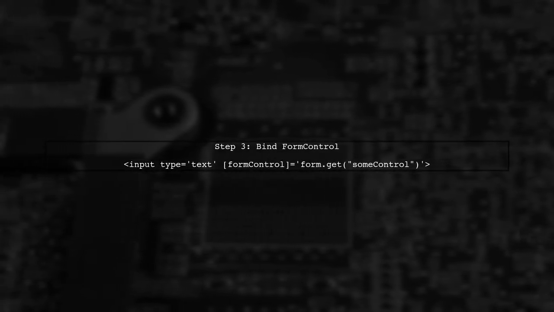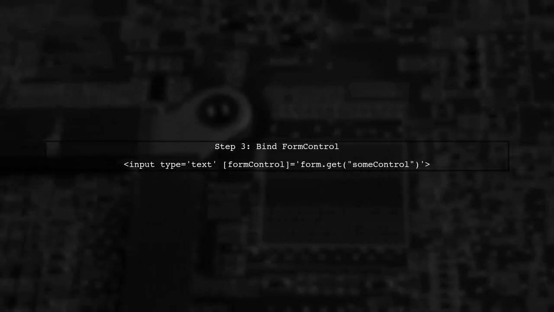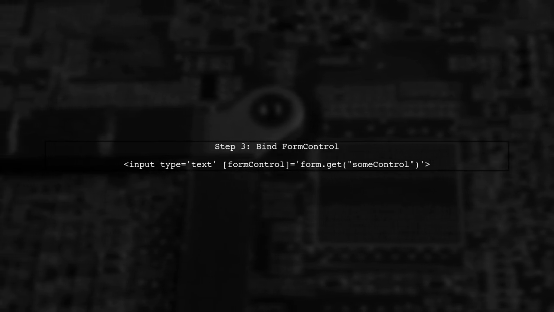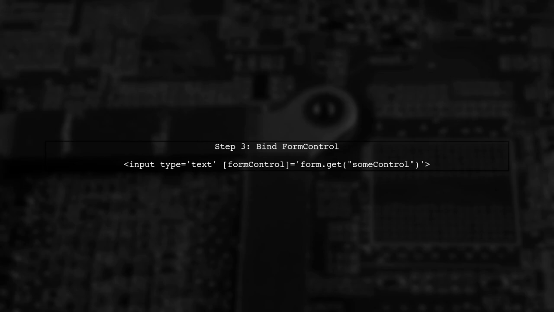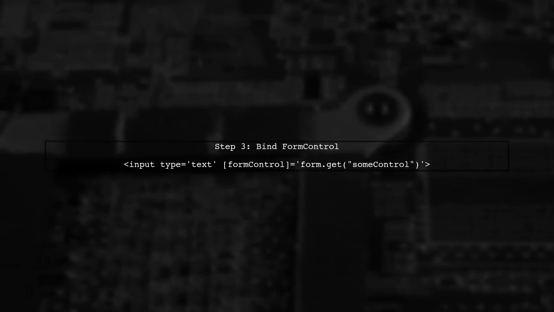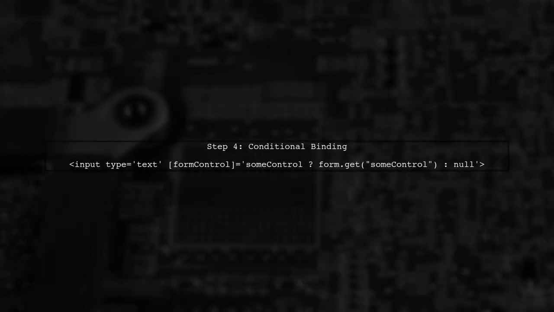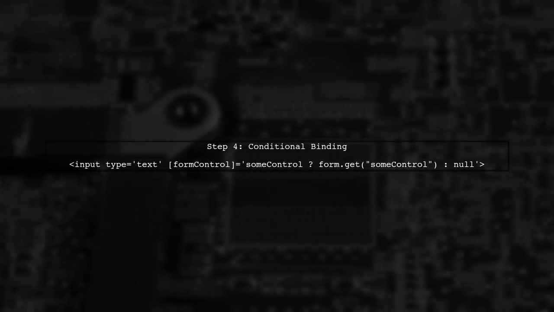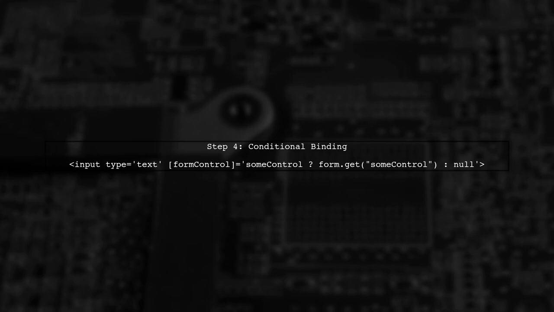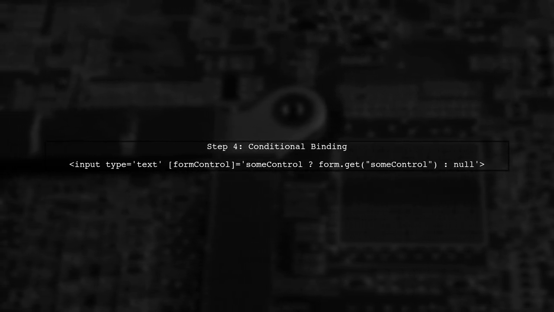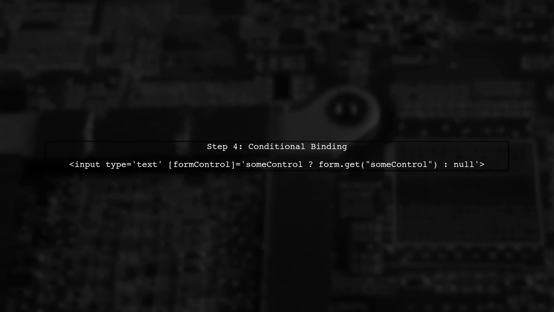Now, in your template, you can bind the form control to your input. Use the form control directive to link it to the form group. To ensure the form control is optional, you can check if it is defined before using it. If it's undefined or null, the input will not be bound.